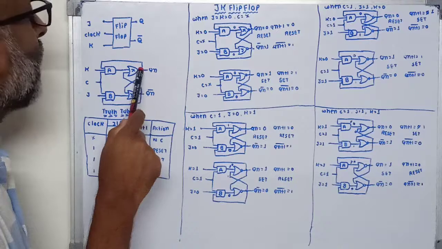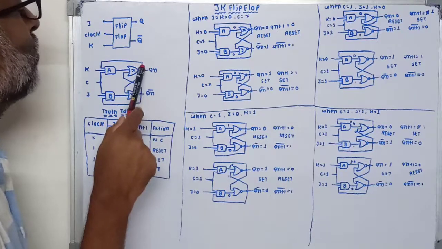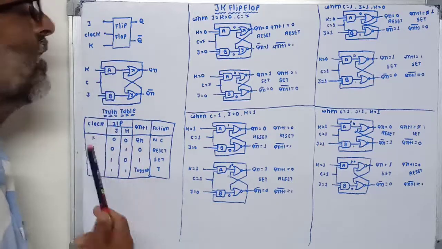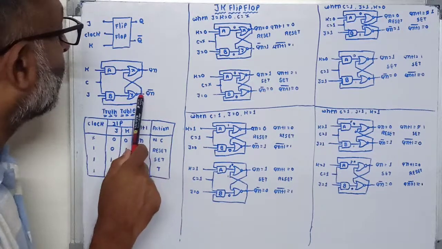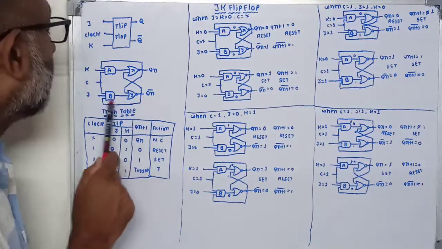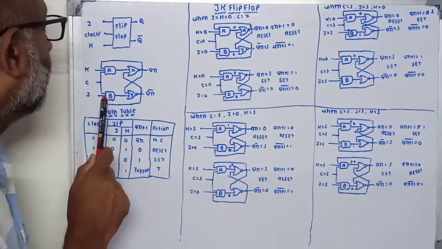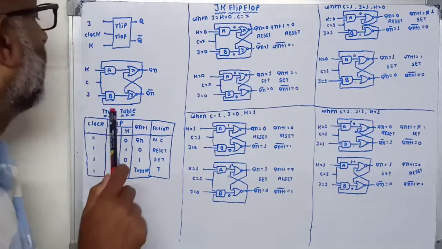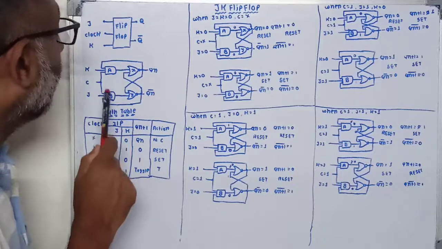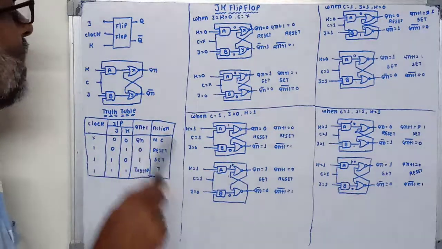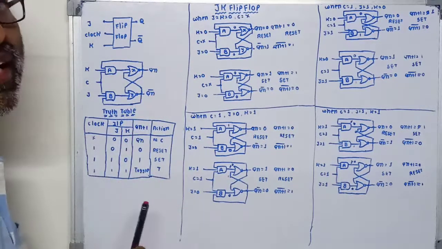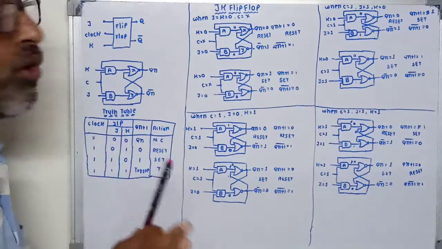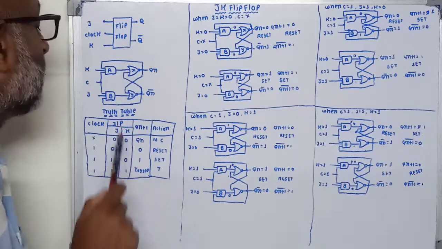Now the Qn output is given back to one input of the AND gate, and the Qn bar output is applied to one input of the other AND gate, that means B gate. Now the outputs of these A and B NAND gates are given to the RS or SR flip-flop, which consists of cross-coupled NOR gates as shown in the figure, X and Y.